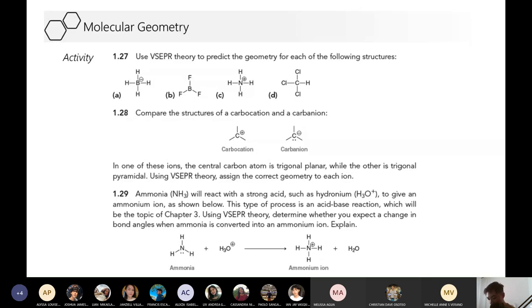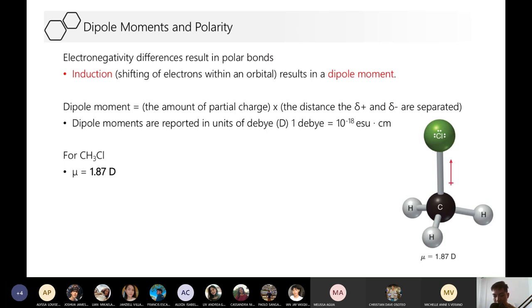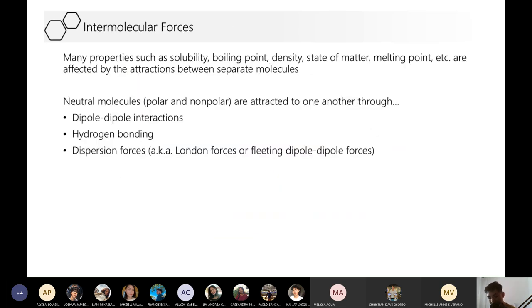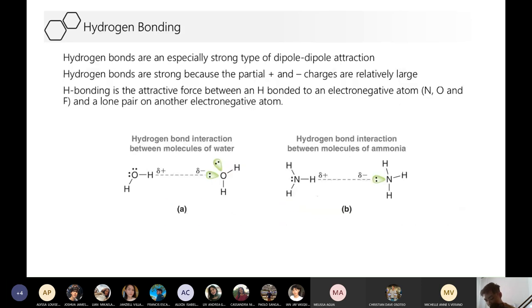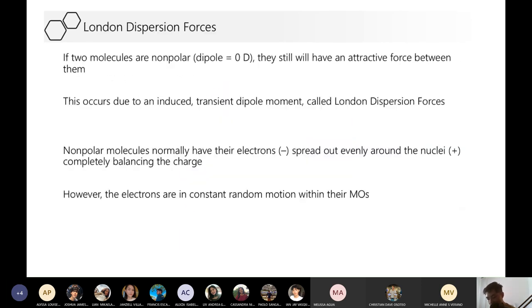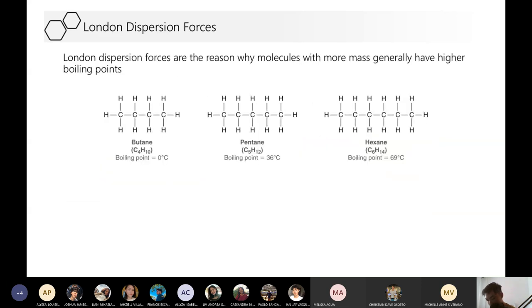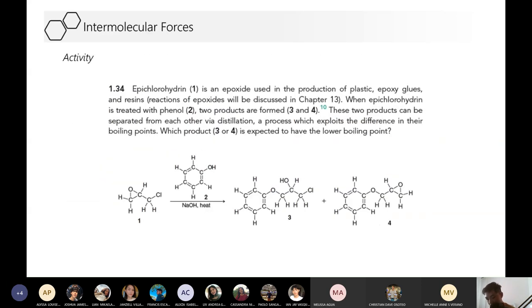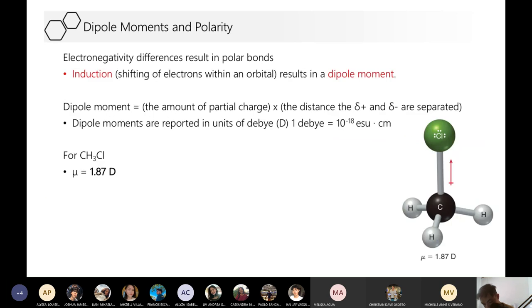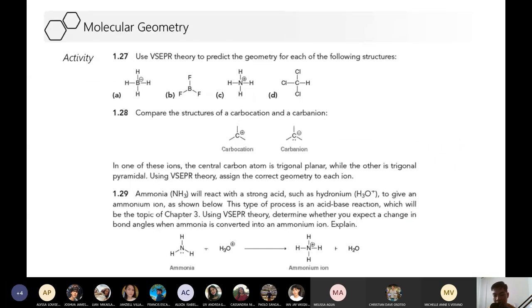Oh, ito, last na to. Yung iba dito, di ko na i-discuss, ha. Yung dipole moments and polarity, di ko na i-discuss yan. Intermolecular forces, di na rin siguro. Kasi na-discuss na naman to dati. Pwede nyo basahin uli, no? Nilagay ko yung relation niya sa org chem and yung solubility. Ang solubility, madi-discuss to sa lab, no? Anyway, papunta tayo dito, molecular geometry.